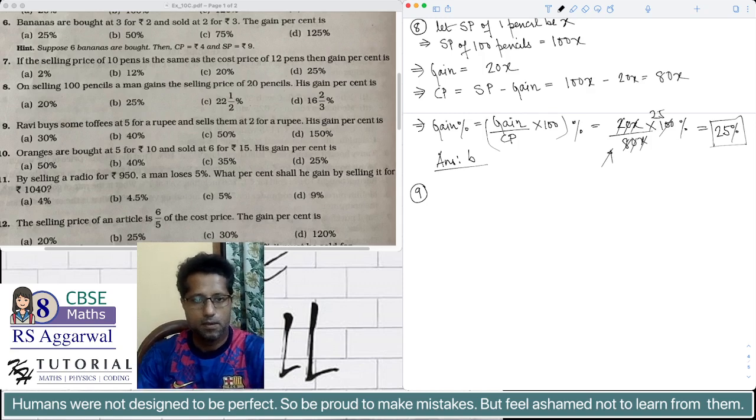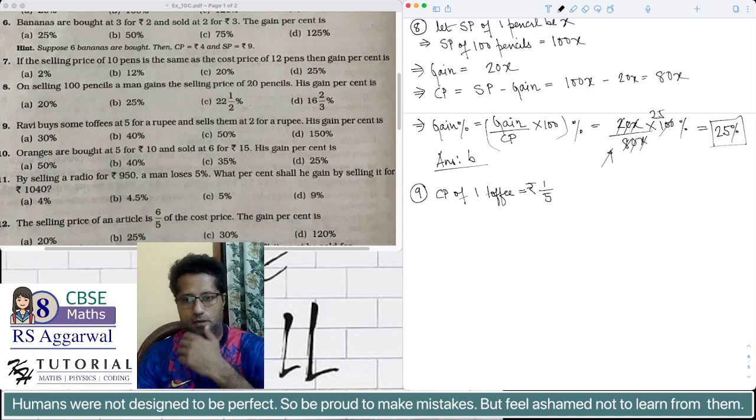So we can say that the cost price of one toffee will be equal to 1 by 5, because it is given that Ravi buys some toffees at 5 for a rupee. That is, 5 toffees were bought for a rupee. So the cost price of 5 toffees is 1 rupee. So the cost price of one toffee will be 1 by 5 rupee.